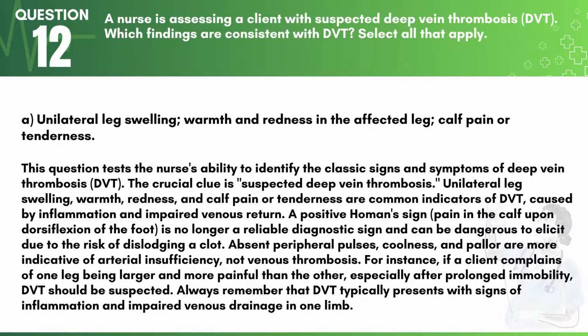venous return. A positive Holman's sign, pain in the calf upon dorsiflexion of the foot, is no longer a reliable diagnostic sign and can be dangerous to elicit due to the risk of dislodging a clot. Absent peripheral pulses, coolness, and pallor are more indicative of arterial insufficiency, not venous thrombosis. For instance, if a client complains of one leg being larger and more painful than the other, especially after prolonged immobility, DVT should be suspected. Always remember that DVT typically presents with signs of inflammation and impaired venous drainage in one limb.